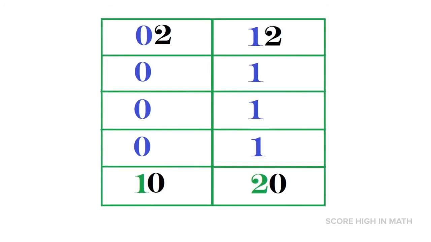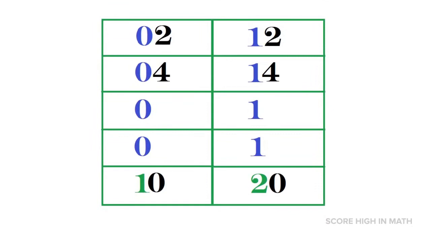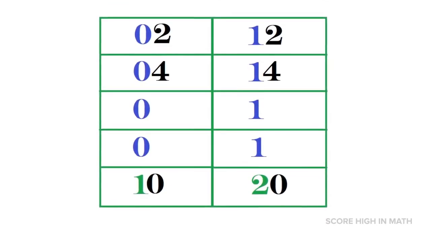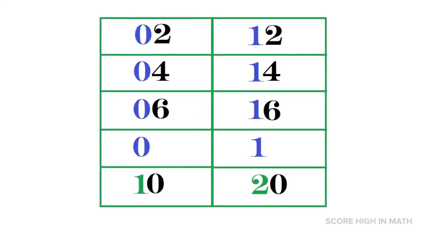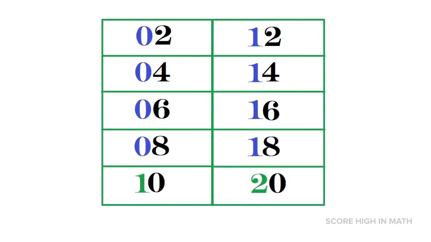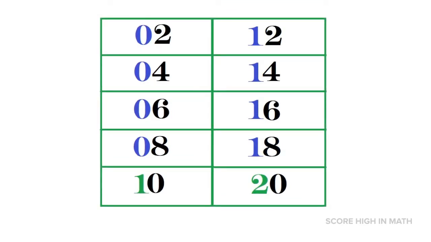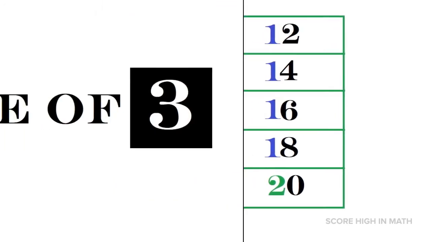Now, I want you to put number 2 on the first row as the second number. And number 4 on the second row as the second number. 6 on the third row as the second number. 8 on the fourth row as the second number. And 0 on the last row as the second number. Now, you can make it easier, right? Now, it is easier to remember the table of 2 this way.